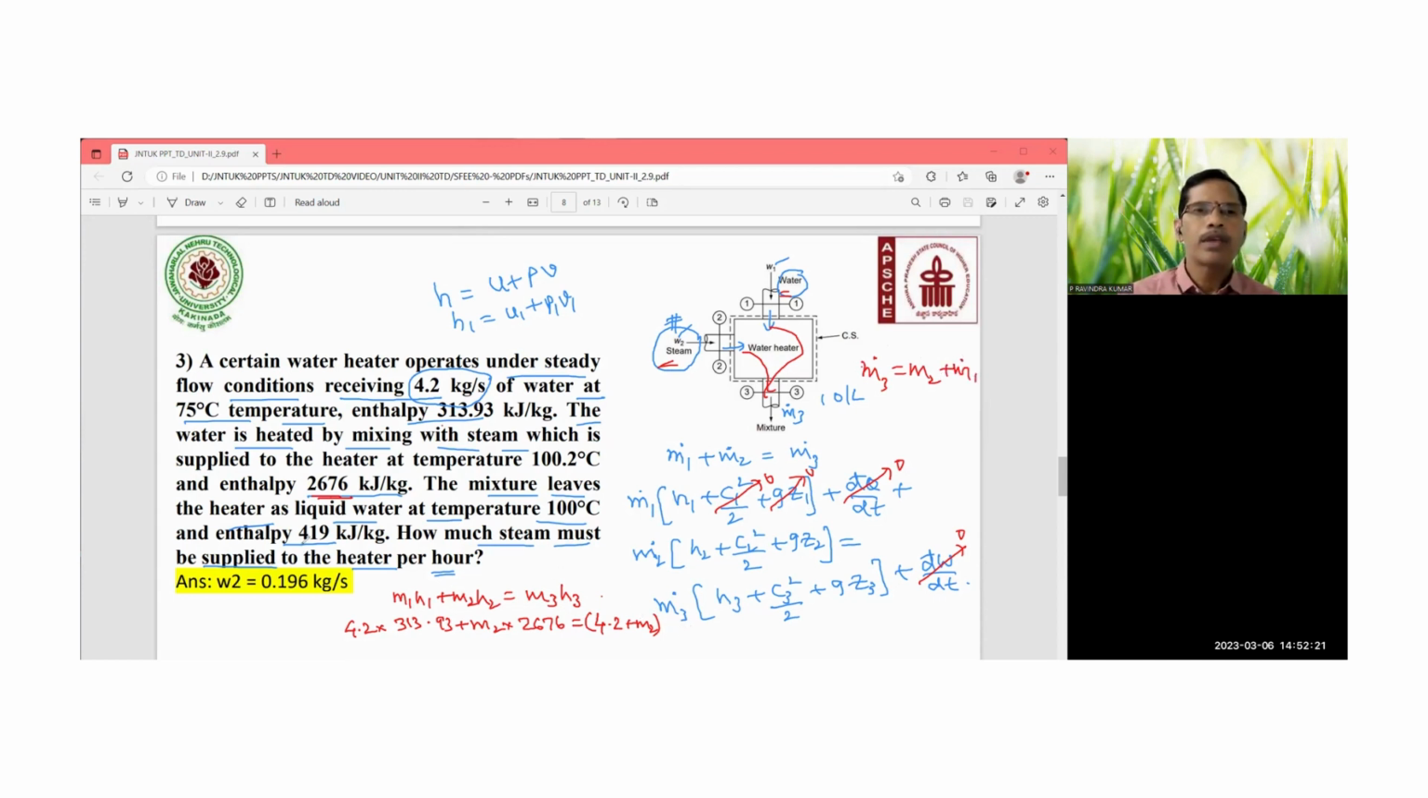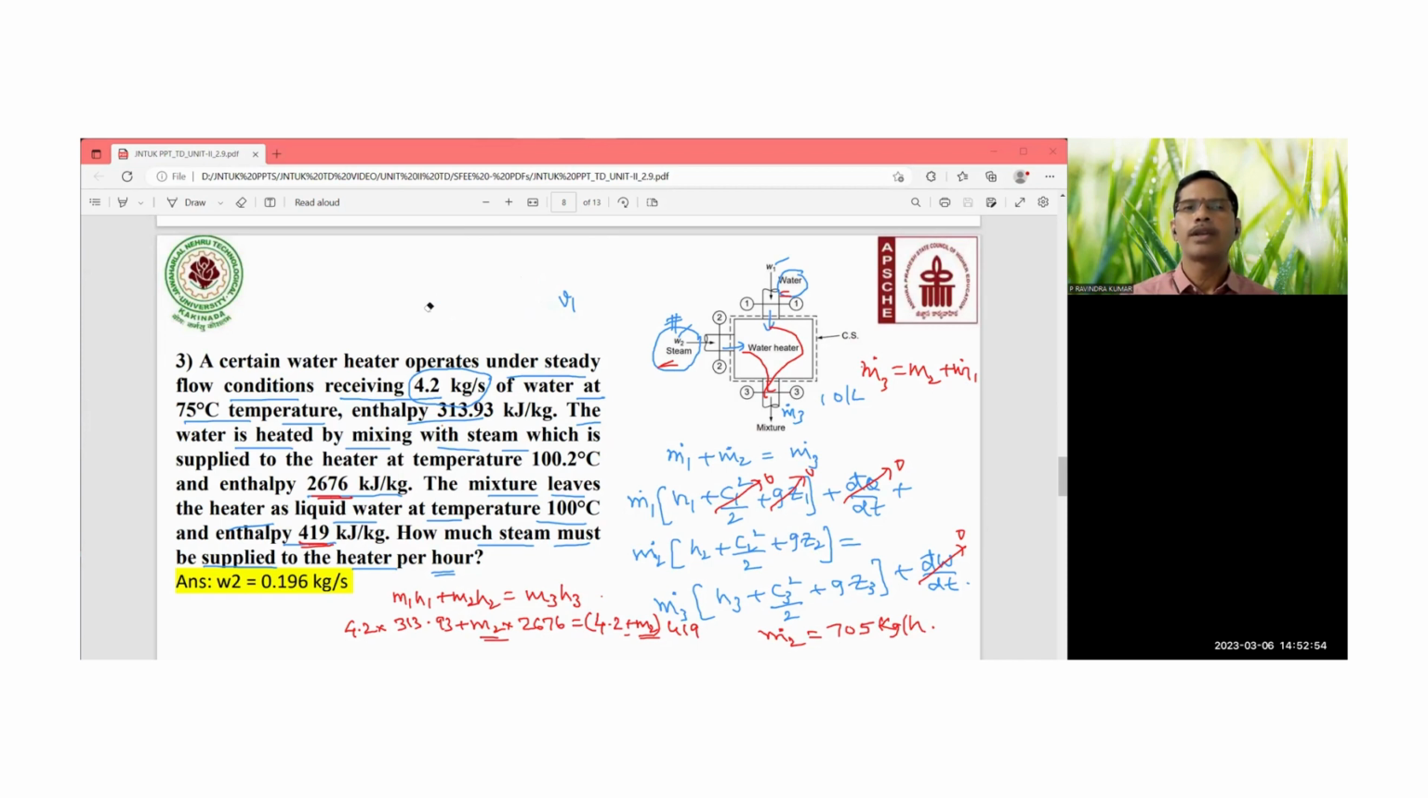So the enthalpy here, the temperature leaving, that is 419. If you observe all these cases, then you can easily find out the mass flow rate of the steam. The mass flow rate of the steam is 705 kg per hour. So this is how you can make the calculation, right?